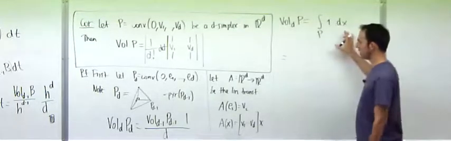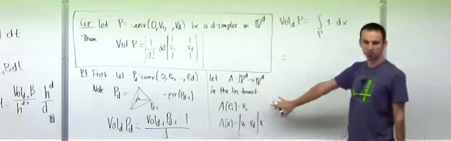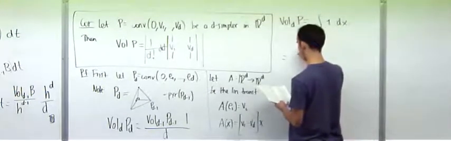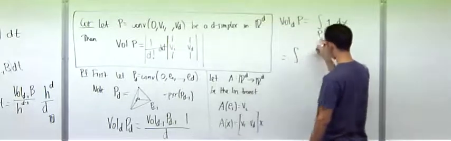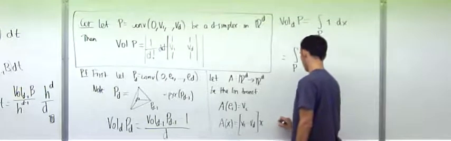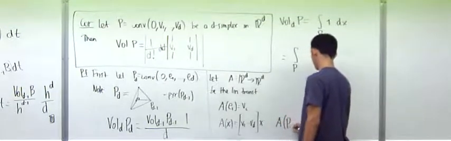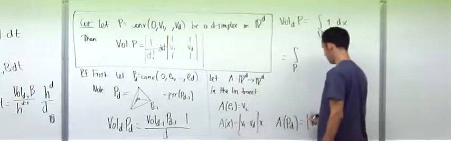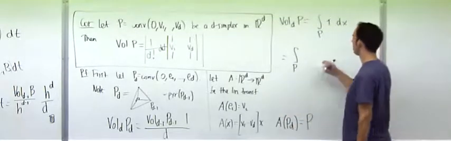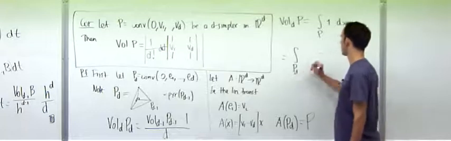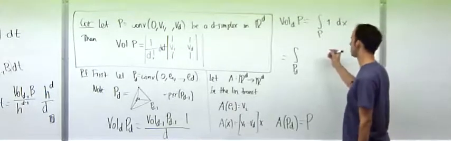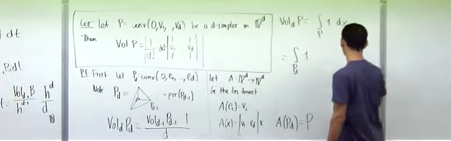But then I do the change of variables given by the linear transformation. And so what I get is now the integral, instead of over p, I mean, again, the point is that A takes this standard simplex into the simplex that we want. Okay, so a change of variables in the integral allows me to just integrate over this.